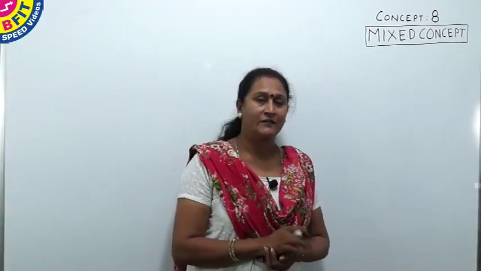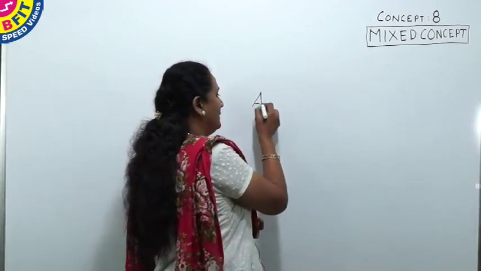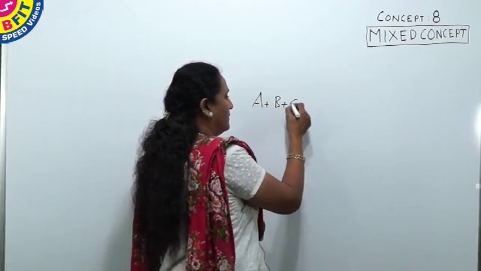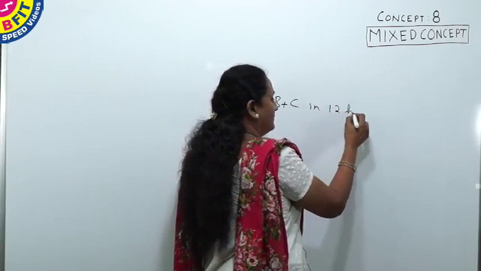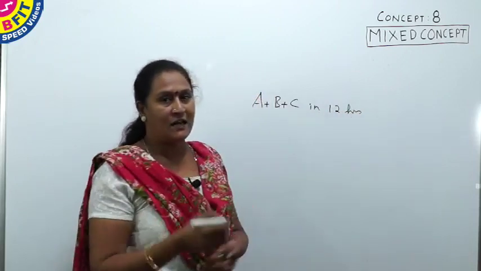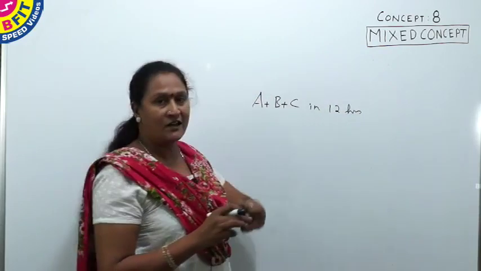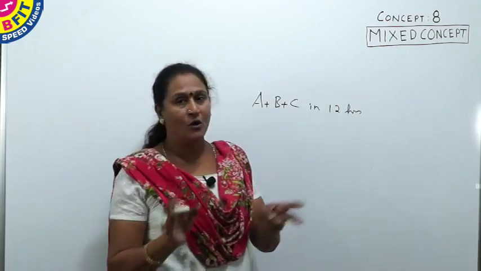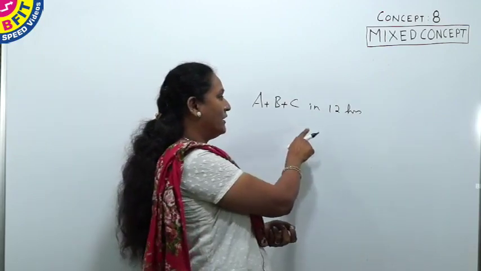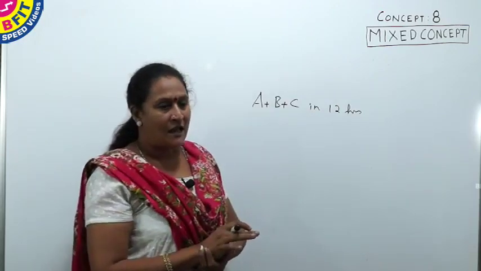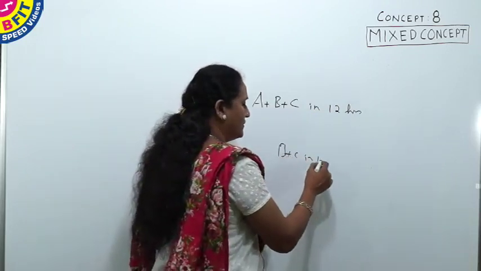So in this also we have 3 taps, but time taken together is given. A, B and C together fill the tank in how many hours? In 12 hours. Normally individual time will be given. So we will take LCM for all time taken. Whatever time is given in the question which is needed to fill the whole tank, we can find LCM for that. Here time taken by all the 3 to fill the whole tank is 12 hours, and also the remaining tank B and C fill in 10 hours.